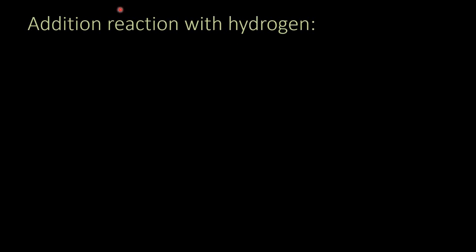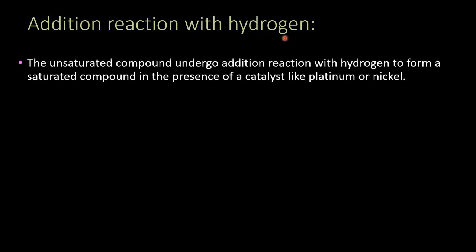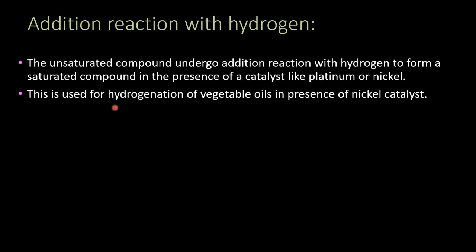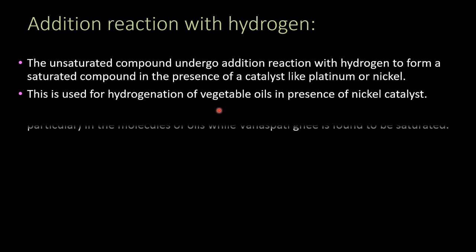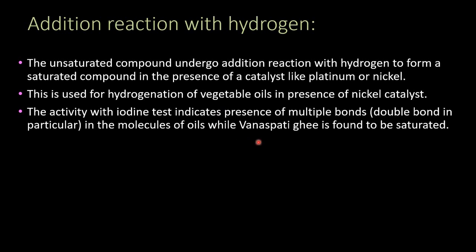So what will happen when the addition reaction happens with hydrogen? The unsaturated compound undergoes addition reaction with hydrogen also to form a saturated compound, but this happens only in the presence of a catalyst like platinum or nickel. This hydrogenation of vegetable oil in the presence of nickel catalyst is helpful to produce vanaspati ghee.